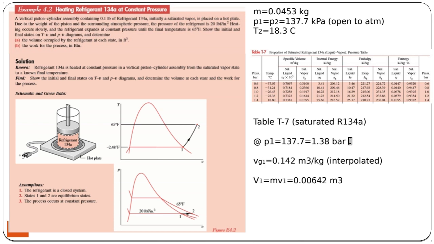Initially, the mass of the R134A is 0.045 kilograms. Because it's a closed system, the mass does not change. The initial pressure is 137 kilopascals. It's open to atmosphere, so the total pressure is the atmospheric pressure plus the weight of the piston.